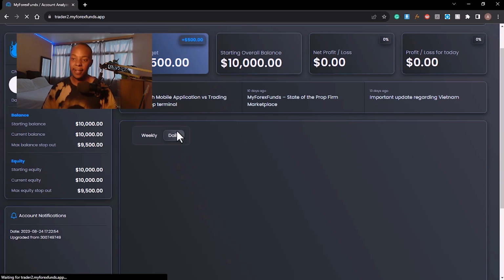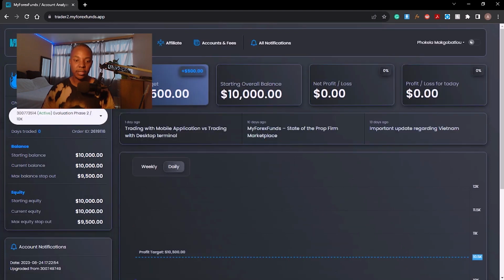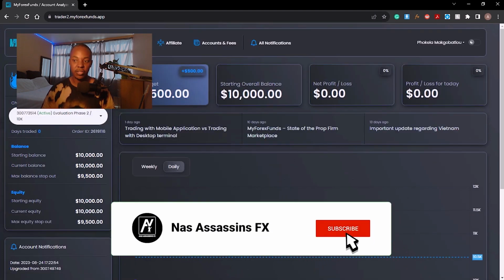As you can see, for phase 2, my target now is no longer 800, it's 500, which is like 5%, which is nice. It went down from 8% to 5%. So yeah, that's gonna be targeting 500.